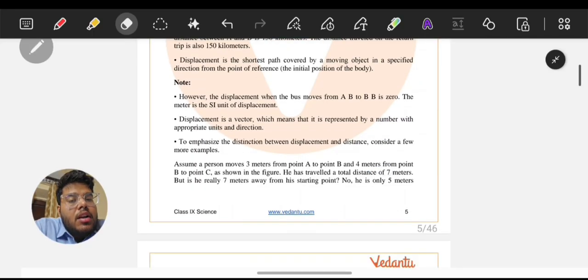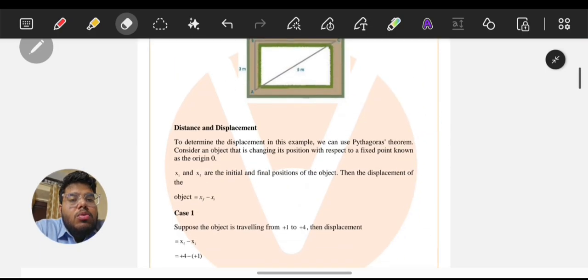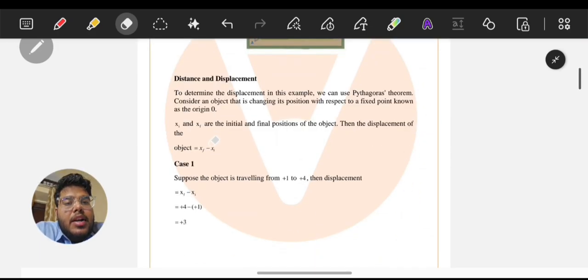Now moving to vector and scalar. Vectors have direction with magnitude, but scalars have only magnitude. So distance is scalar because distance has only magnitude, but displacement has direction and magnitude, right? Because the definition of displacement is the shortest distance between initial and final position, right? Now move on to the formula of displacement, that is x final minus x initial.